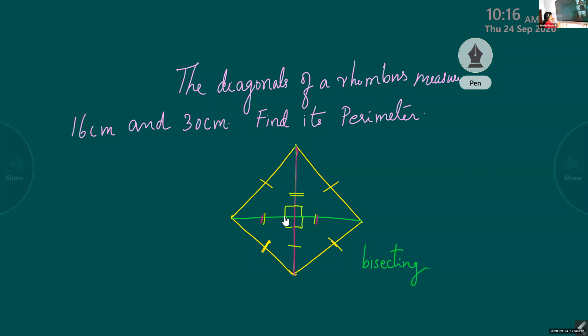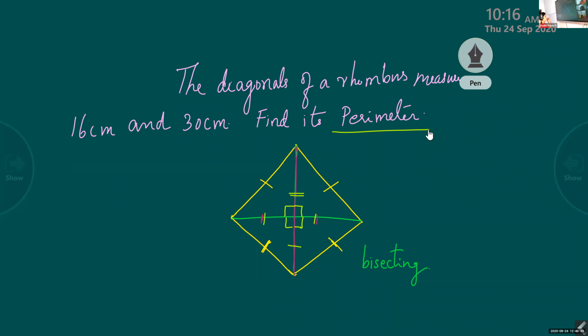Did you understand? 90 degrees. Four 90-degree angles are formed when the diagonals cross each other. Now, our question, what do we need? What is the question for us? Our question is to find the perimeter of the rhombus. That means 4 into one side. If we find any one side of the rhombus, we can find the answer for the perimeter, isn't it?